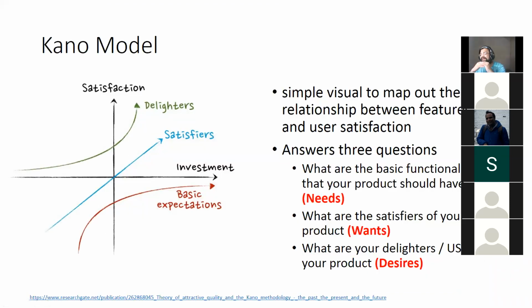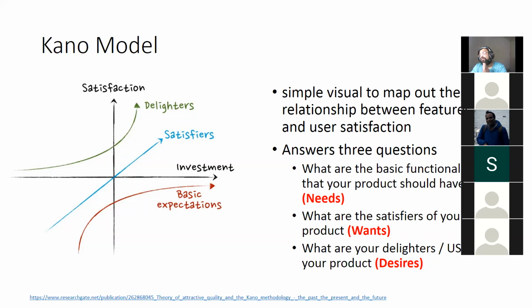This is nothing but what your needs are, without which we cannot proceed further. What are your basic needs? What are all the items that would help satisfy my users? So the basic expectation is the must have. Satisfiers would be your should have.